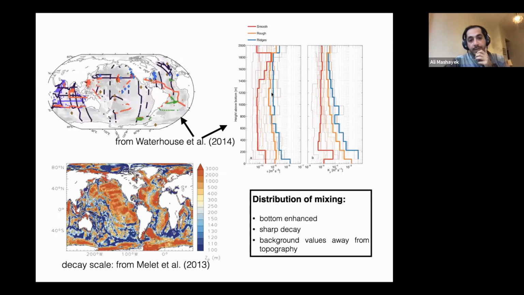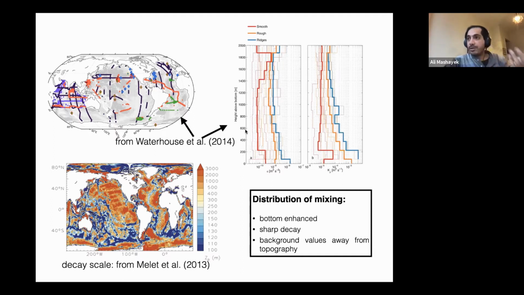There were many field works and field experiments, and they were reviewed nicely, pulled together nicely by Amy Waterhouse and others, and is now available through a database actually. But when you start looking at them, what you find is that turbulence is really bottom enhanced. Here I'm showing you rate of dissipation of kinetic energy, but if you also look at the diffusivity, it is really bottom enhanced.